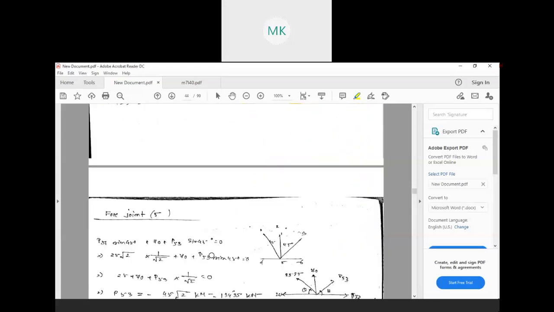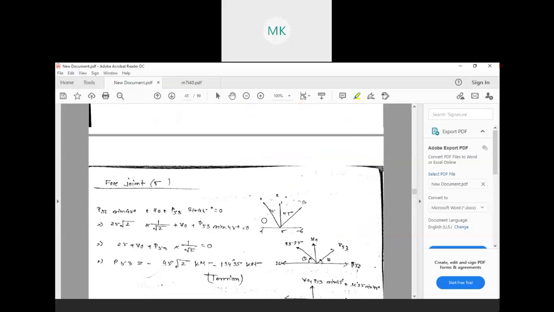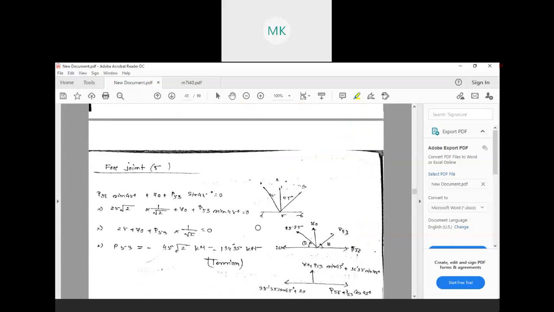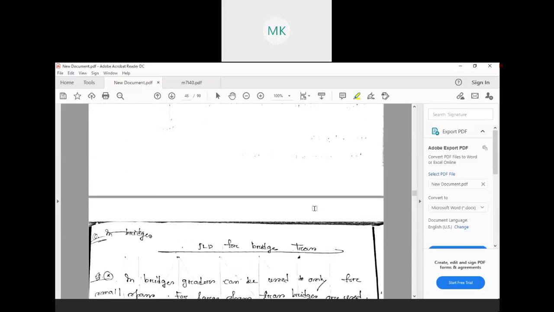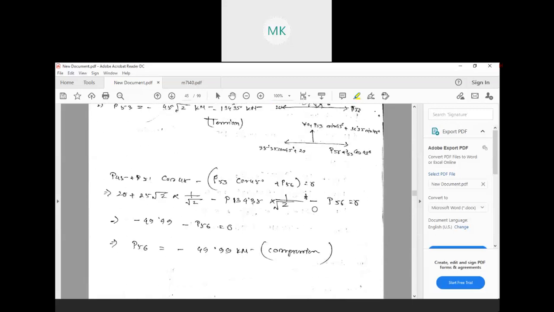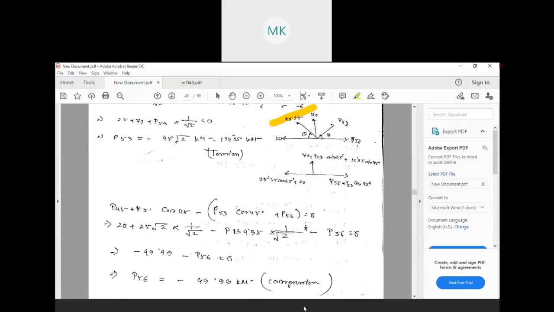Similarly, go through joint 5. All the steps are well explained here. Just go through them step by step and try to do it on your own. Okay, don't just read from here. Try to solve it on your own. Keep this as your reference and try to do it for all the joints. So all of you please try this. Let me show you the next thing.